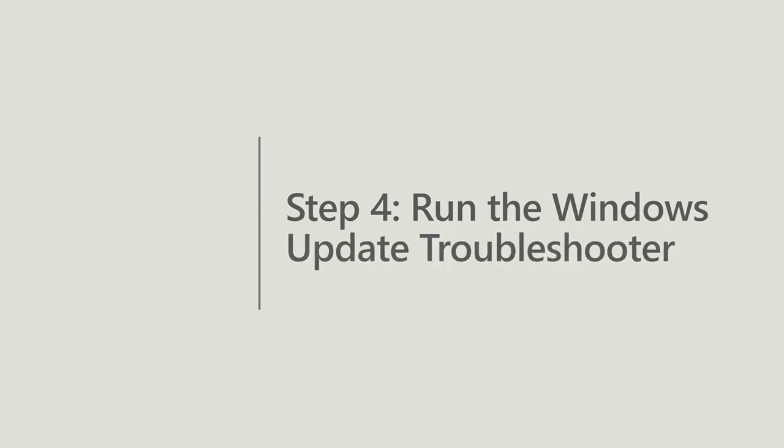In step 4, for errors like 0x80070002, you should run the Windows Update Troubleshooter. This built-in tool scans for issues with the update process and attempts to fix them automatically. The troubleshooter identifies missing files and corrects time and date settings that could disrupt the installation.